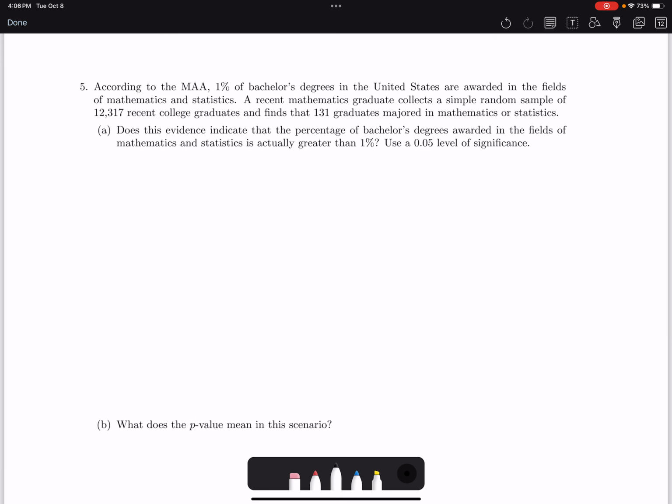Number 5 here says, according to the MAA, that's the Mathematical Association of America, 1% of bachelor's degrees in the United States are awarded in the fields of mathematics and statistics. A recent mathematics graduate collects a simple random sample of 12,317 recent college grads and finds that 131 graduates majored in math or statistics. Does this evidence indicate that the percentage of bachelor's degrees awarded in the fields of math and statistics is actually greater than 1%?